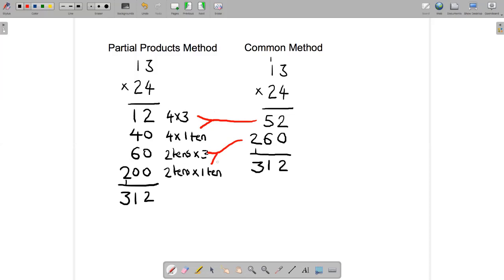Okay, so I like this because it illustrates a little more clearly exactly why the common method works.